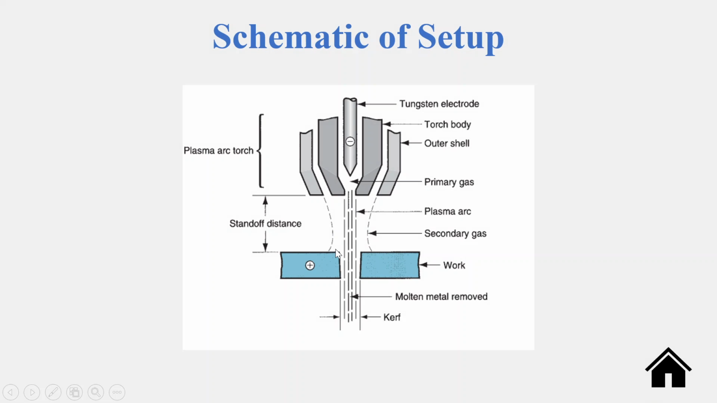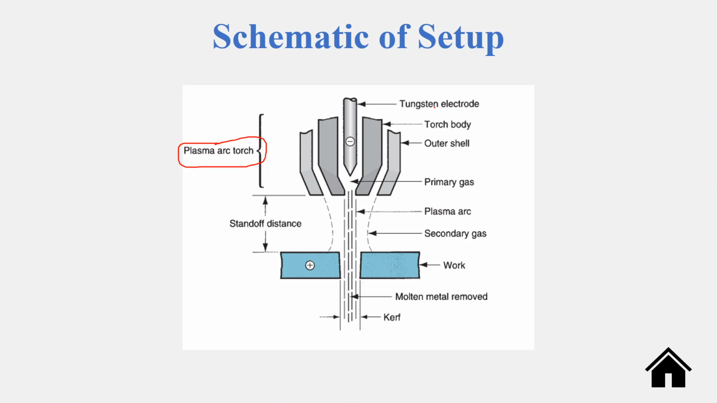Before seeing the process, we must know what equipment and what arrangement of equipment we use for plasma cutting. And here I would like to highlight some of the terms or labels on this diagram. The very first thing is the plasma arc torch. This is basically the torch from where the stream of plasma is generated. And this stream of plasma is used to cut the metal.